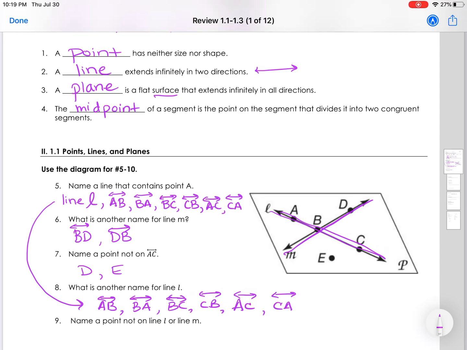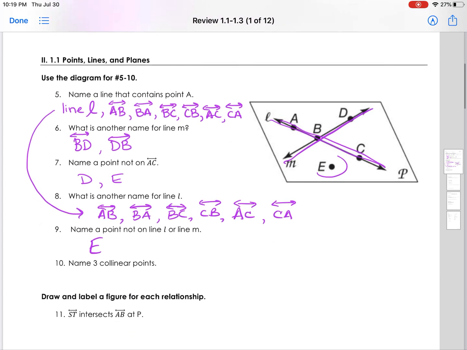And then we want to name a point that is not on line L or line M. So it's not on either one of those. It's got to be point E. That's not on either one of those guys. All right, then we want to name 3 collinear points. So 3 points that are in a line. So that would be points A, B, and C.